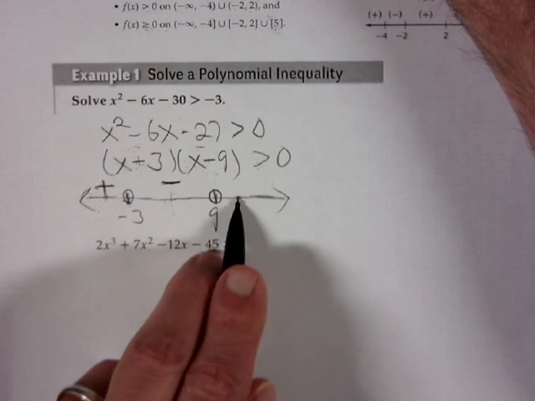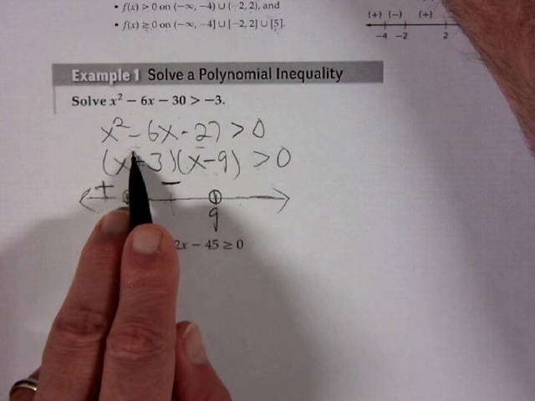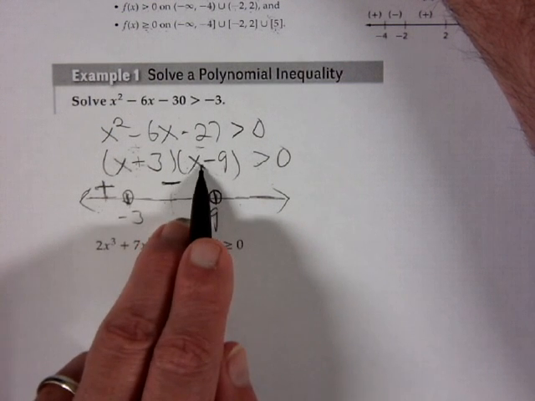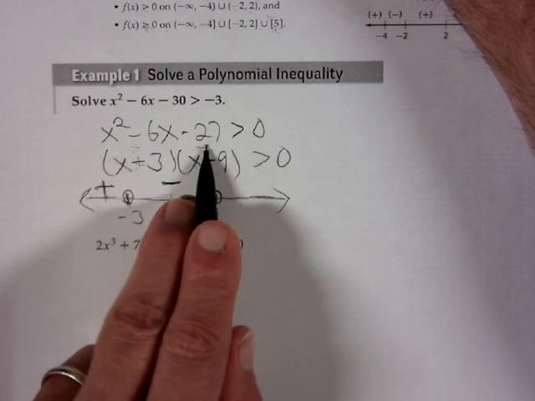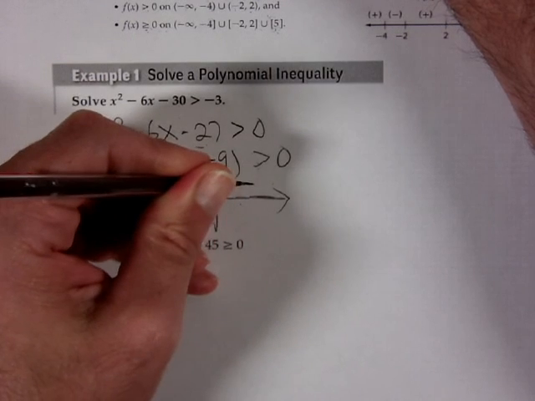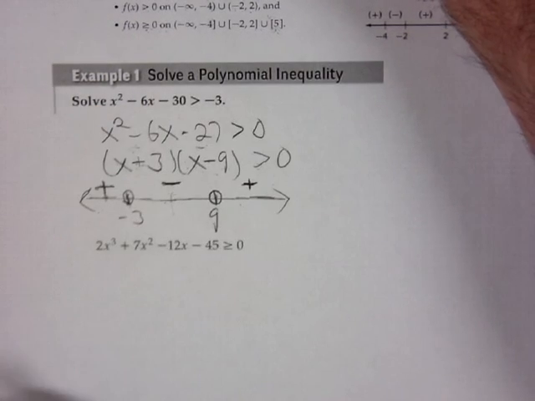And here, let's go with 10. 10 plus 3 is positive, right? And 10 minus 9 is also positive. Positive times a positive. Anything here that I plug in would yield a positive result.